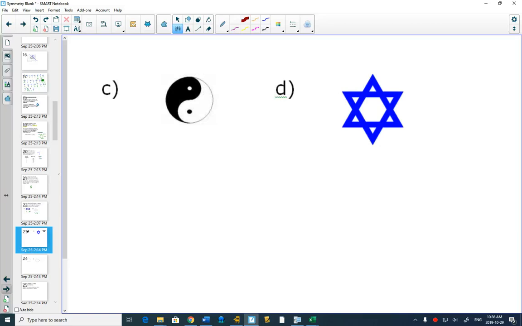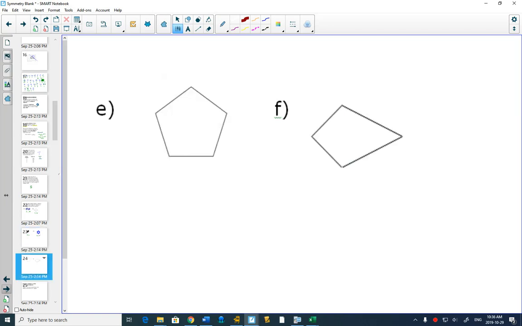Third one, no order of rotation. If you did it 180, black and white would be opposite of each other. So that one doesn't work. This one has 6 and an angle of 60 degrees. This one has 5 and an angle of 72 degrees.